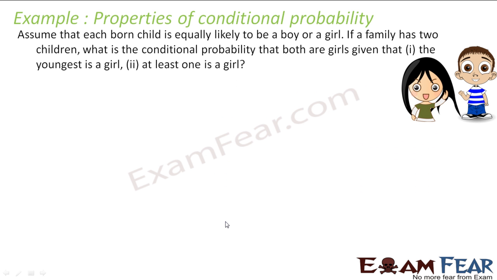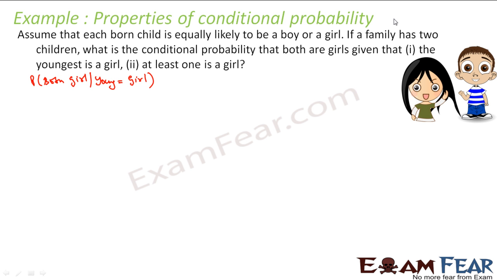The question says to assume that each born child is equally likely to be a boy or a girl, that is, a 50% chance of getting a boy or a girl. If a family has two children, what is the conditional probability that both are girls given that the youngest is a girl? That means you define the probability of both girls given that young equals girl.